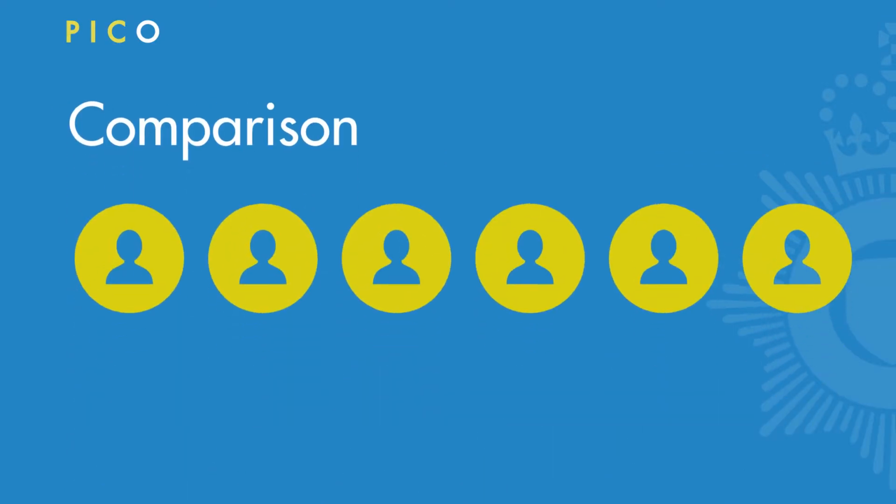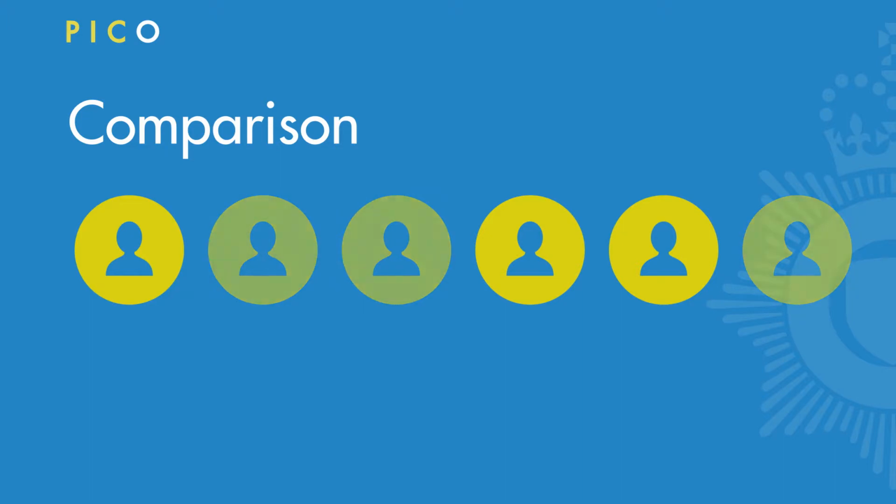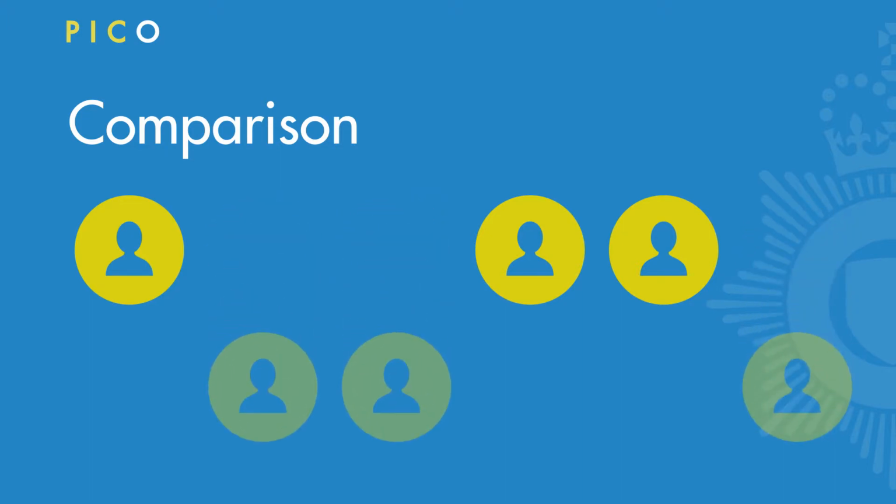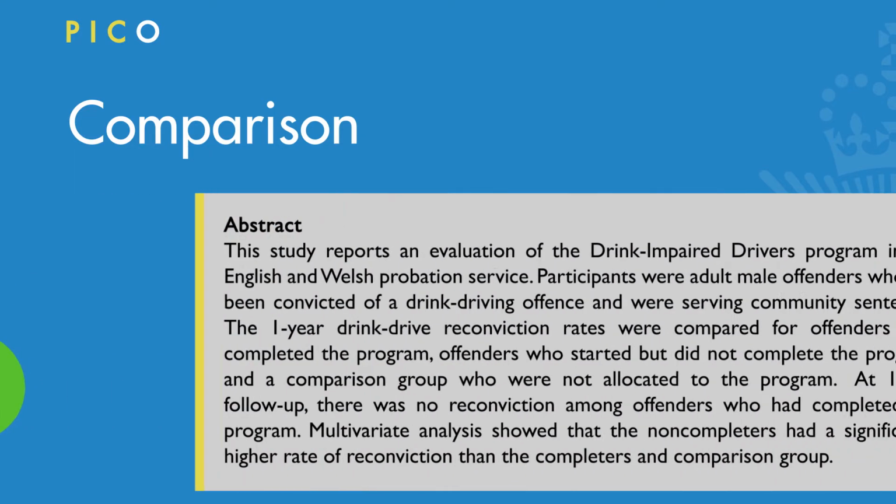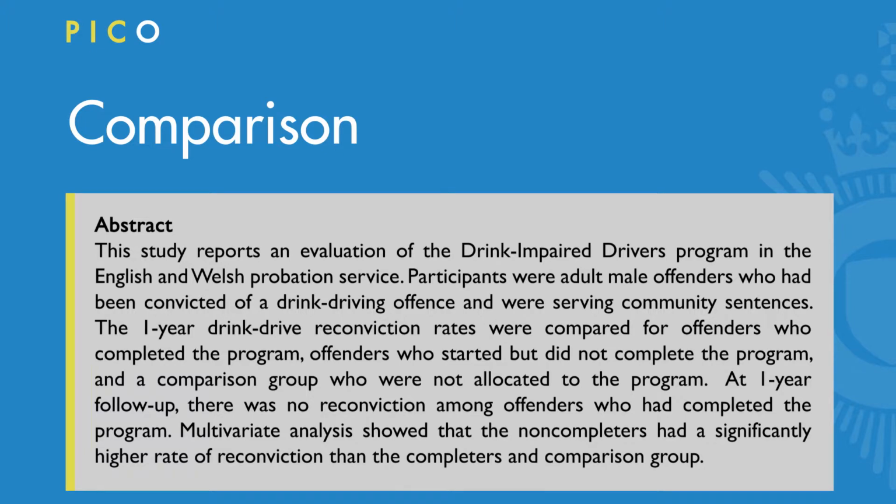Next up is C for comparison. These would be the people who did not receive the intervention. Perhaps they didn't get anything, or they got something different from those who did receive the intervention. In this study, the comparison is actually three separate groups: those who completed the program, those who only partially completed the program, and those not allocated to the program at all.